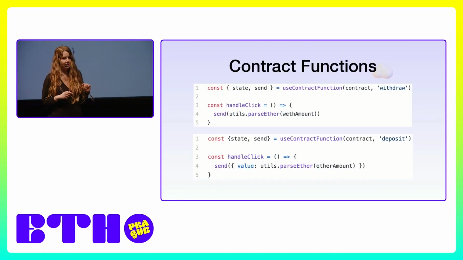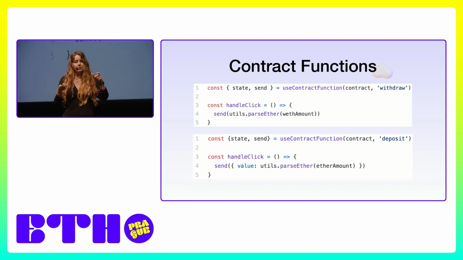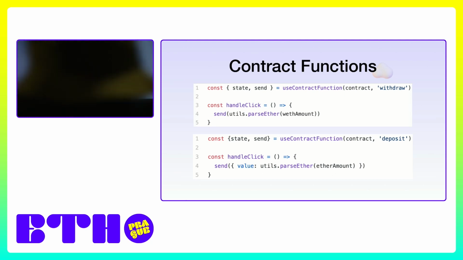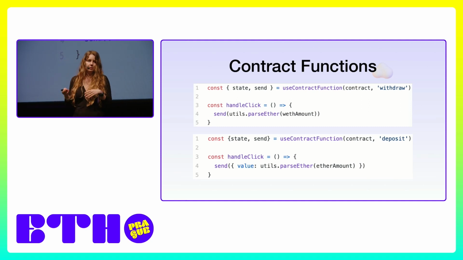The same we can do with smart contract interactions. We just simply call the use contract function with a contract that you probably know from the Ethers library. And then you need to pass another parameter, which is the function name you would like to call. And here are withdraw and deposit functions. Additionally, we also have state returned from the use contract function, and then this send callback that you need to call if you want to invoke this function.